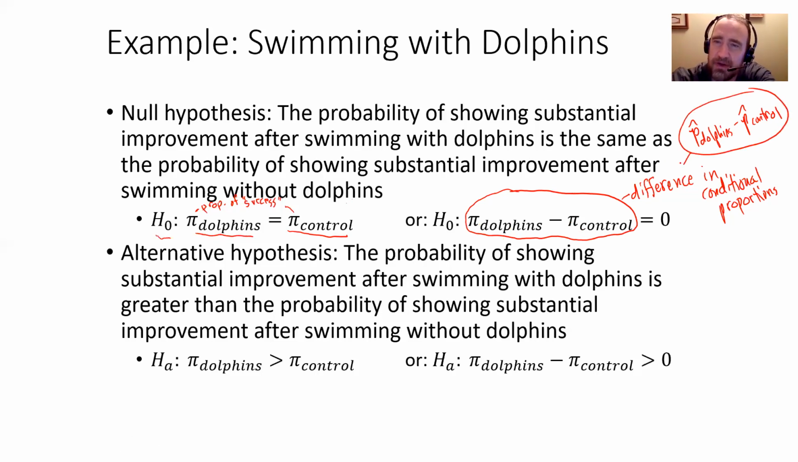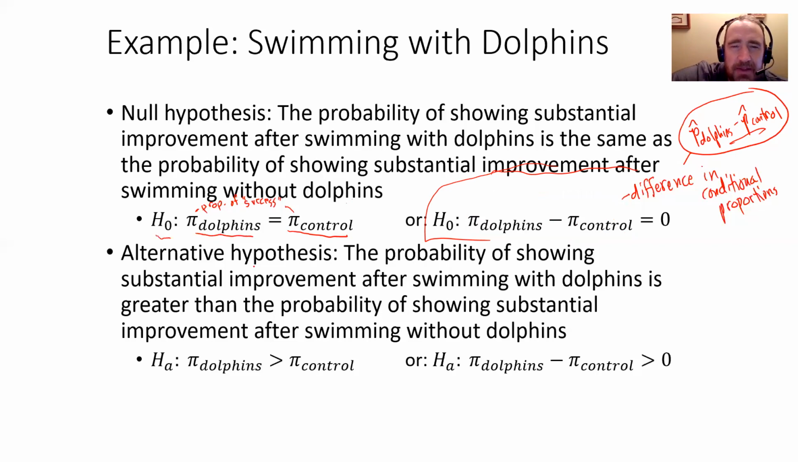And that mirrors this format here, pi dolphins minus pi control. Pi, of course, means this is about the whole population. P hat means that's about our sample. So I like the fact that it mirrors that. And so this is the format that I will tend to use for the rest of the course. So that's the null hypothesis, that the proportion of success in both groups turns out to be the same.